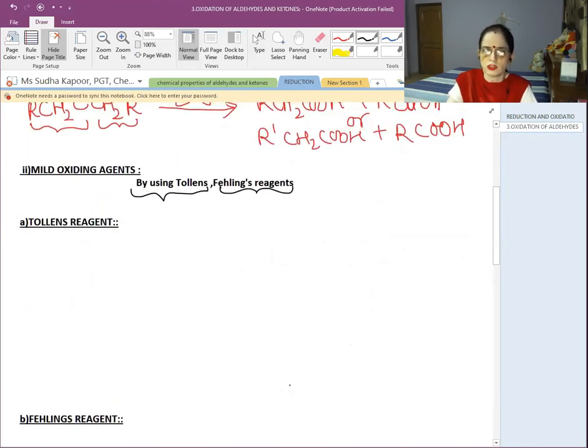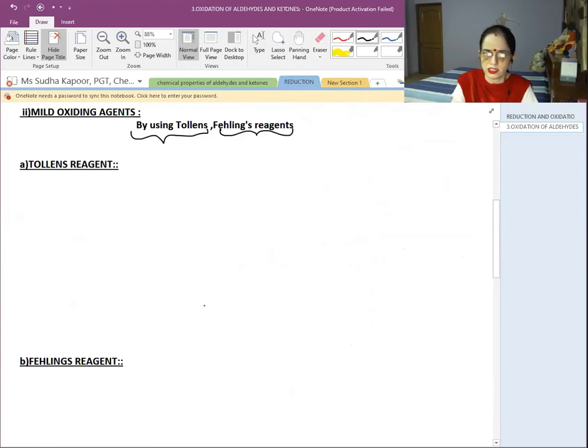So coming to the mild oxidizing agent, that is Tollens' reagent. First of all, we must know what Tollens' reagent is. Tollens' reagent is ammoniacal silver nitrate. It is known as ammoniacal silver nitrate. So what actually happens when an aldehyde is treated with ammoniacal silver nitrate?